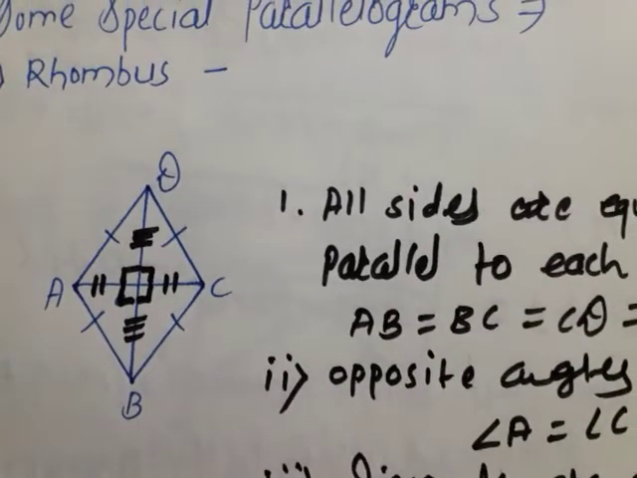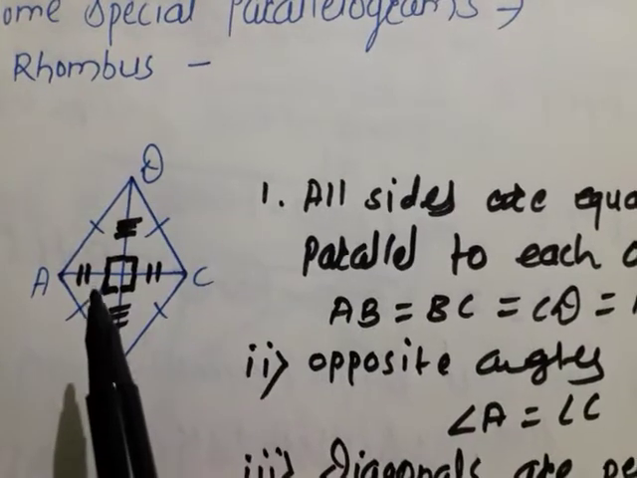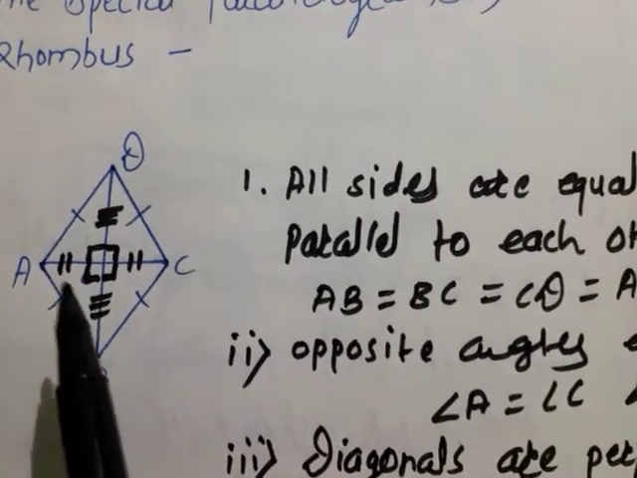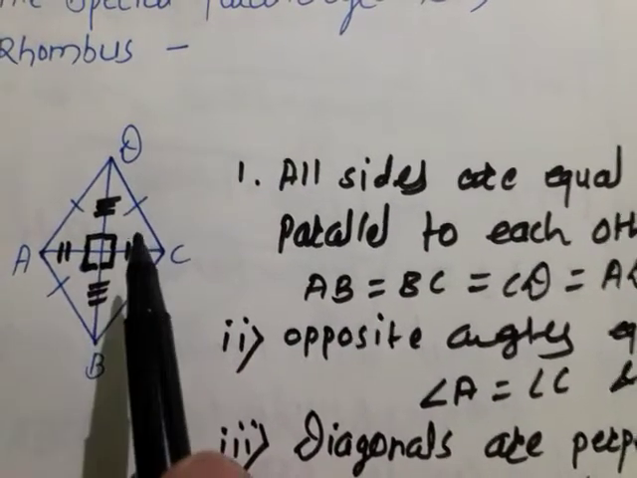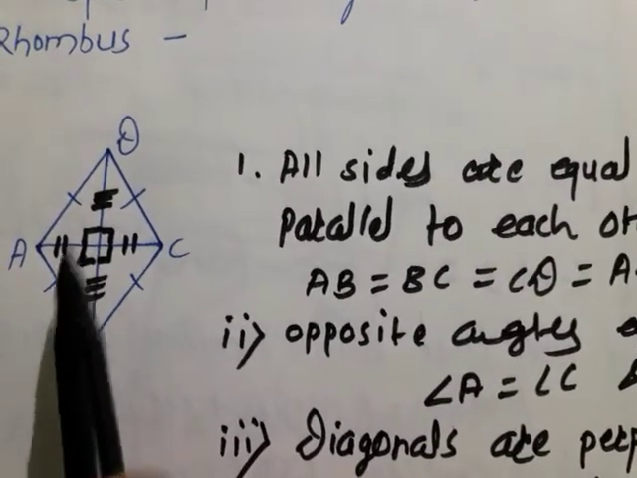All sides are equal in length. Opposite sides are parallel to each other. Next, second property, opposite angles are equal in measure. A is equal to C and B is equal to D. Then third one, diagonals are perpendicular bisector of each other. Here I have shown 90 degree, 90 degree, 90 degree, 90 degree.